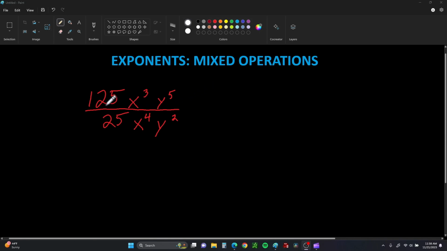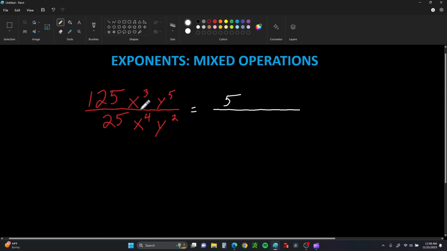Let's say that we had a fraction, and in the numerator there is one term and in the denominator one term. These are all being multiplied, and the fraction in and of itself is being divided. In order to do this, you would do it in steps. So 125 divided by 25 is 5 over 1. I'm not going to put the 1 in the bottom.